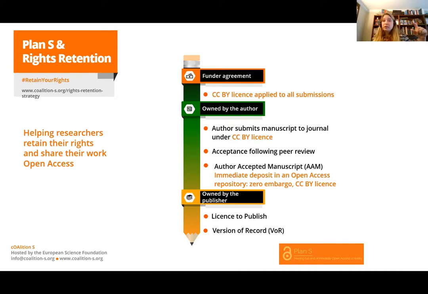There's special language that we share with our grantees to include in the acknowledgement sections that is a reminder that we have a prior agreement that if this is to be accepted, the author accepted manuscript, so the manuscript after it's gone through peer review and the author says, all right, it is good to be shared with the world, that can be immediately deposited in an open access repository, no embargo, and with a CC BY license. And then at that stage, the version of record, which will have the final typesetting, editing, and journal branding, may be behind a paywall.